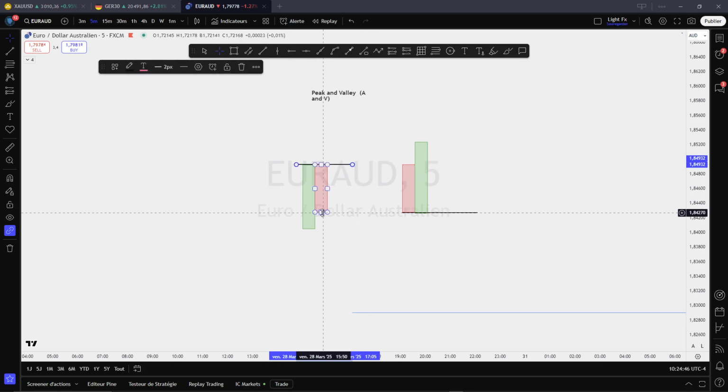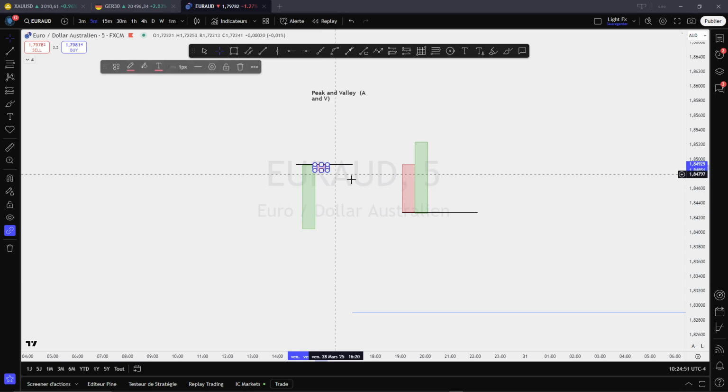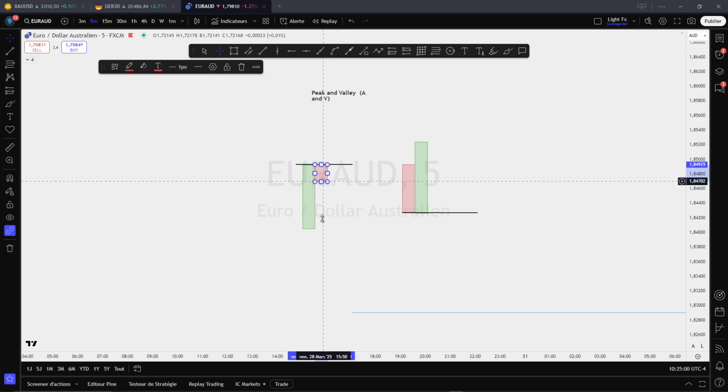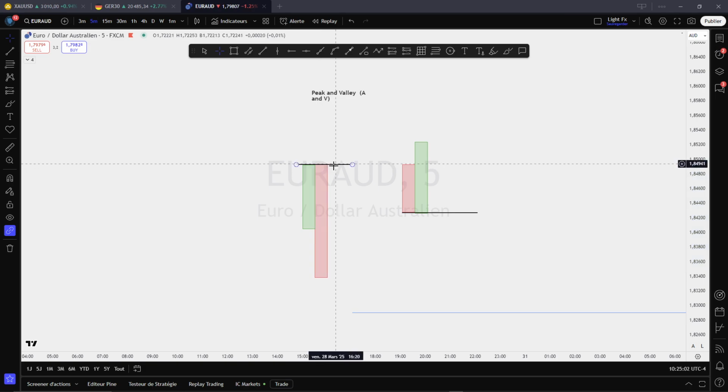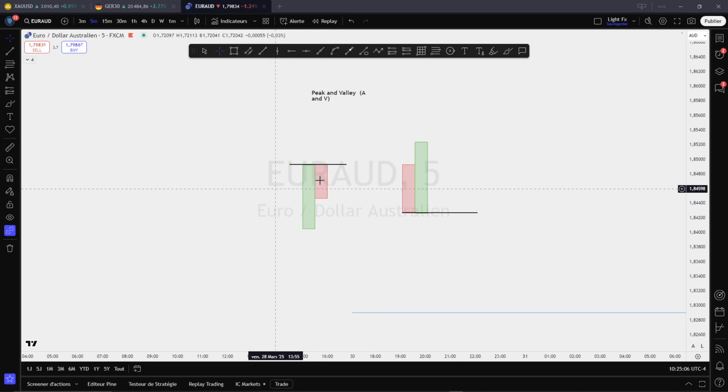It can be any shape, you don't care. It can be like this, like this, like this, but whenever it's close and the other one opens at the same level, you mark it as a level. It can be a long candle like this, it's still a level. It can be a short candle like this, it's still a level.